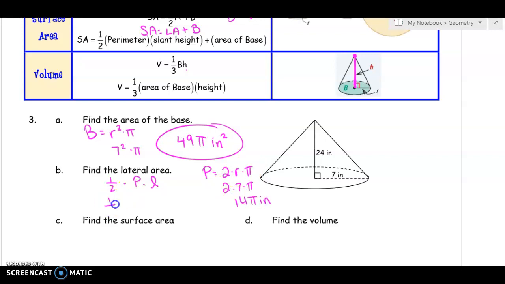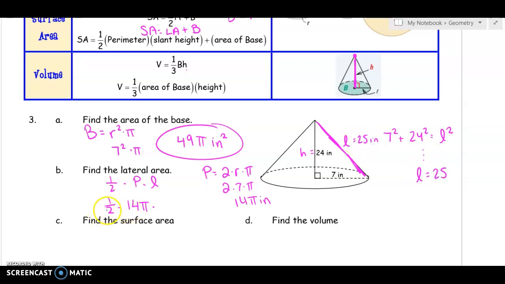So we have 1/2 times the perimeter, 14 pi, times the slant height. We do not have the slant height. This 24 is the height. The slant height is this guy. It's always at a slant. So we need to do Pythagorean Theorem. Once again, 7 squared plus 24 squared equals L squared. And when you solve for L, you're going to get 25. So the slant height is 25 inches.